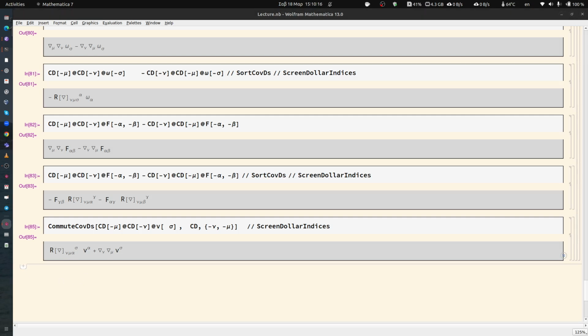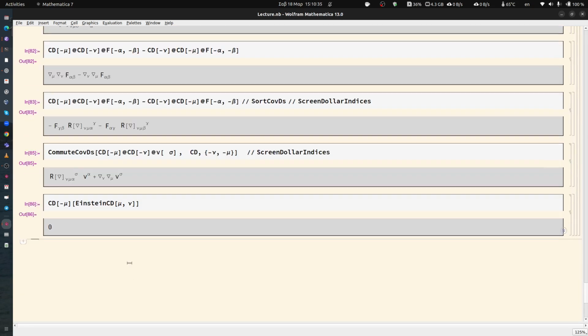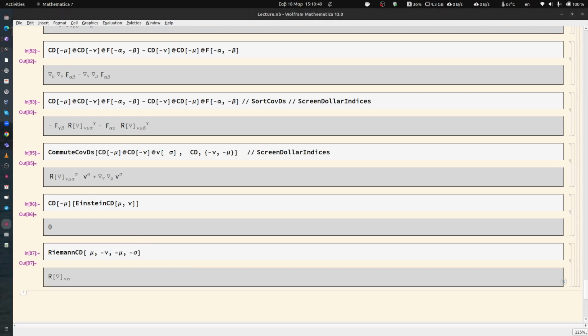Now, some other properties that are built in xTensor that are important is, for example, the fact that the divergence of the Einstein tensor with respect to one of its indices is equal to 0. So for that, you don't need to apply ToCanonical, it is built in. And as we have already seen, when we contract the correct indices in the Riemann tensor, we obtain the Ricci tensor.